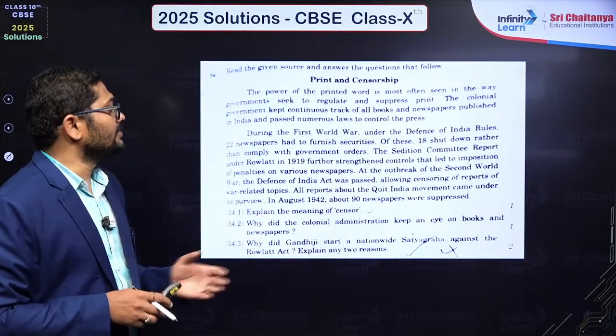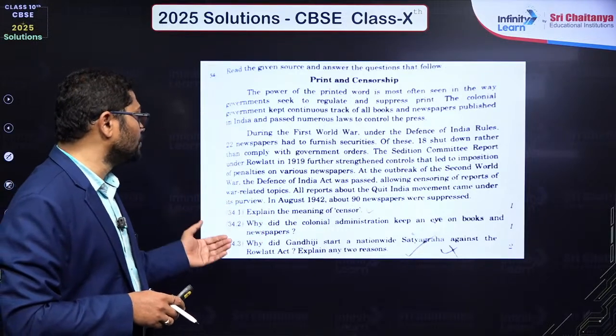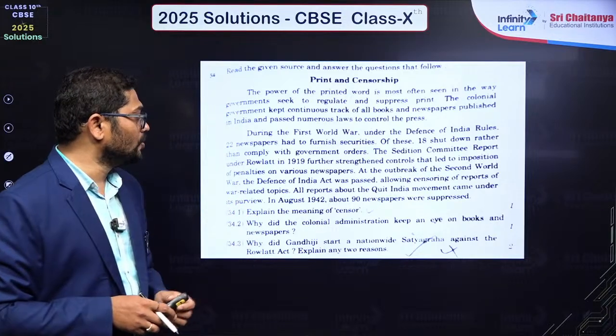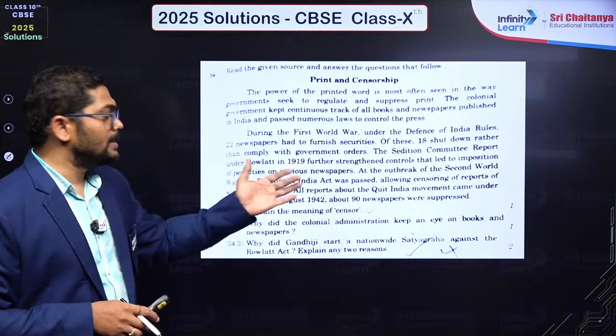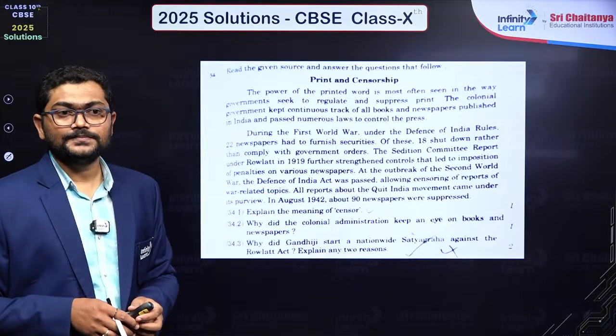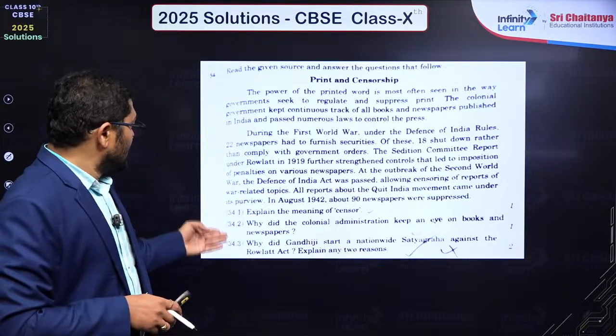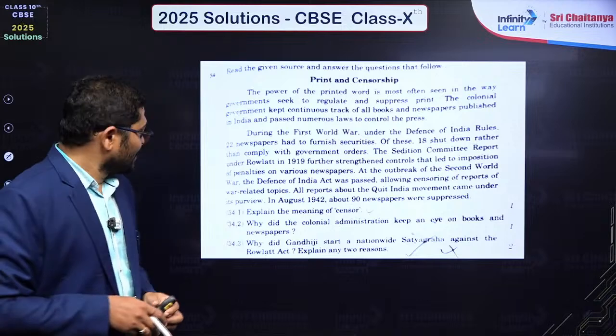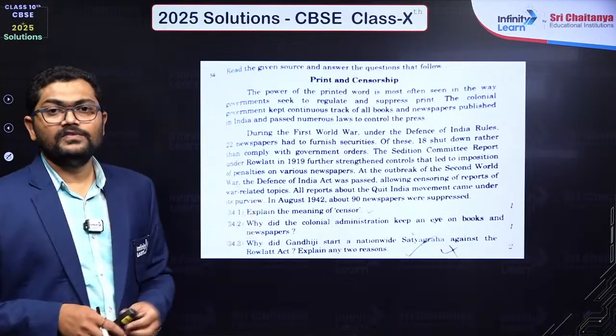All reports about the Quit India movement came under its purview. In August 1942, about 90 newspapers were suppressed. The last line is related to the Quit India movement. Next, the first question asks us to explain the meaning of censor.